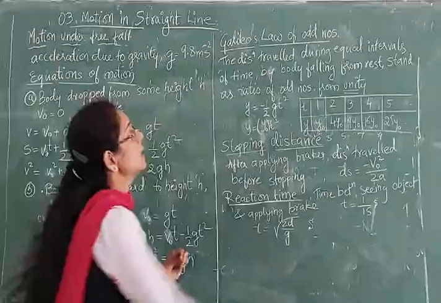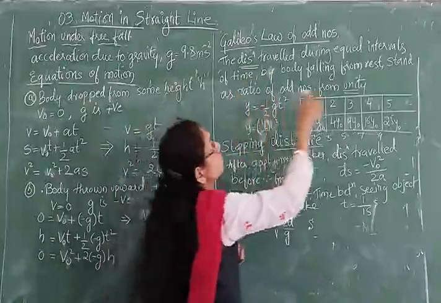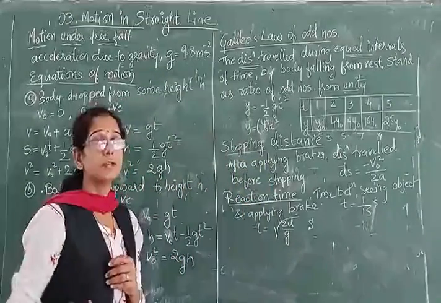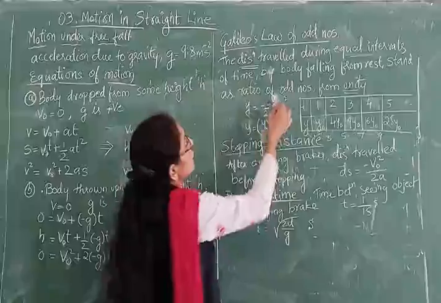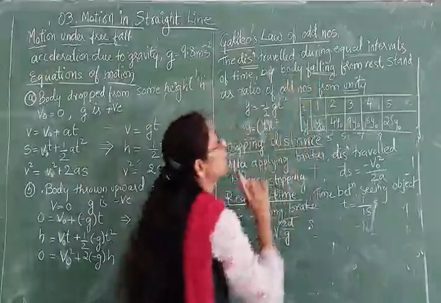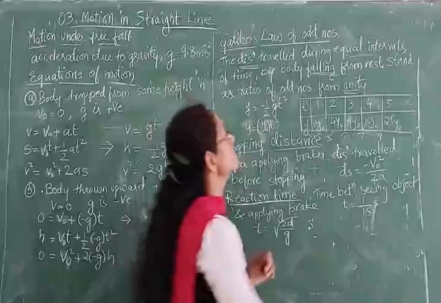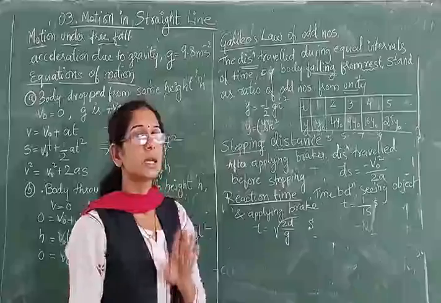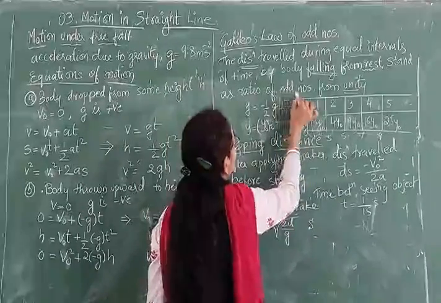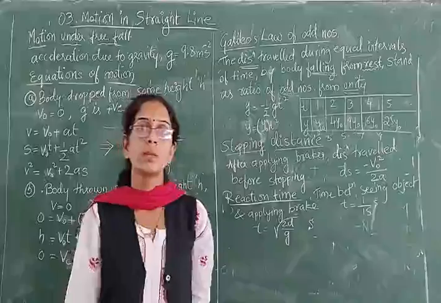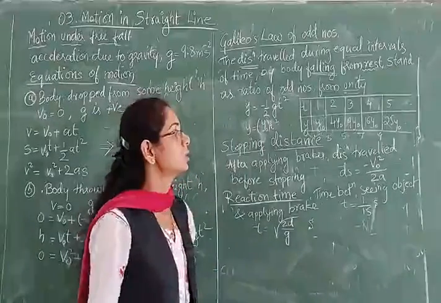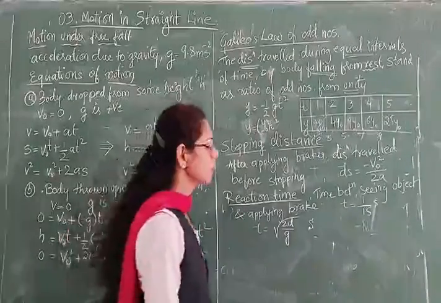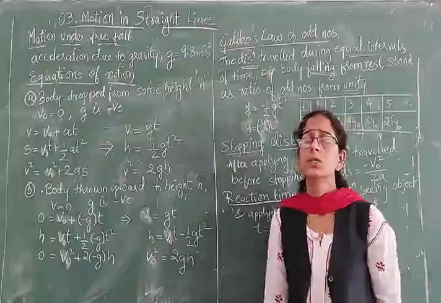So what it says is: the distance travelled by the object in equal intervals of time, while it is freely falling, and the condition is that at the beginning it should be at rest, is found to change in the ratios of odd numbers, that is 1 is to 3 is to 5 is to 7 is to 9. Is the point clear? Then we'll learn about one more term that is known as stopping distance.